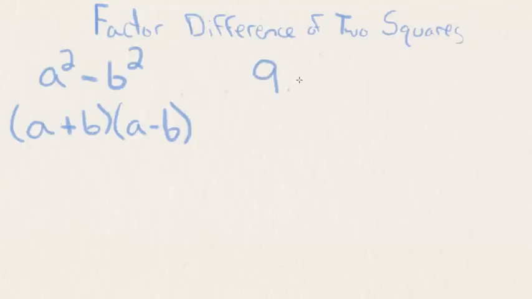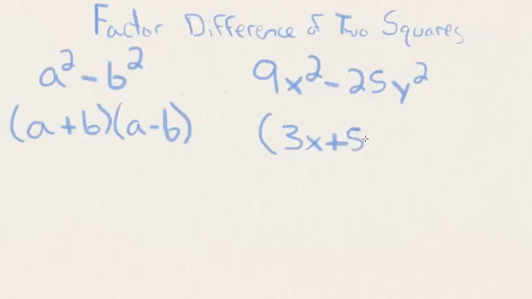Let's say 9x squared minus 25y squared. The a here is 3x because it's the square root. The b here is 5y because it's the square root. So go ahead and apply the pattern (a plus b)(a minus b): 3x plus 5y and 3x minus 5y. All right, that is a real quick explanation of how to factor a difference of two squares.